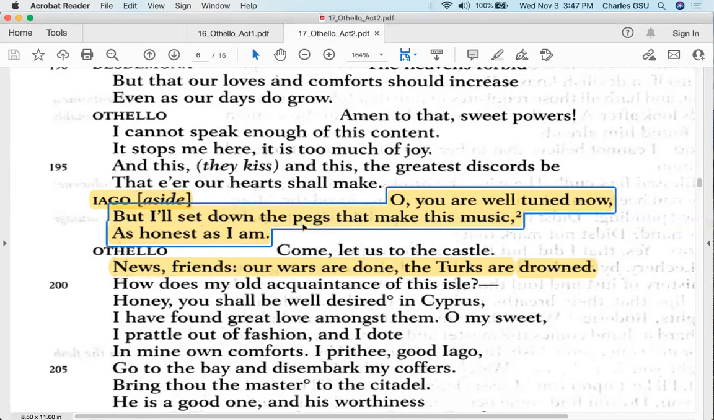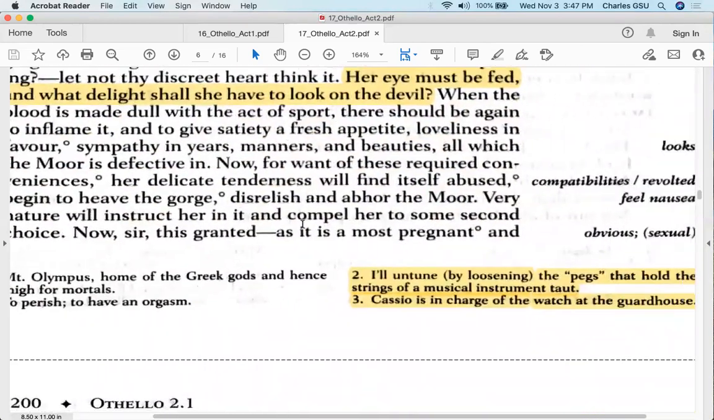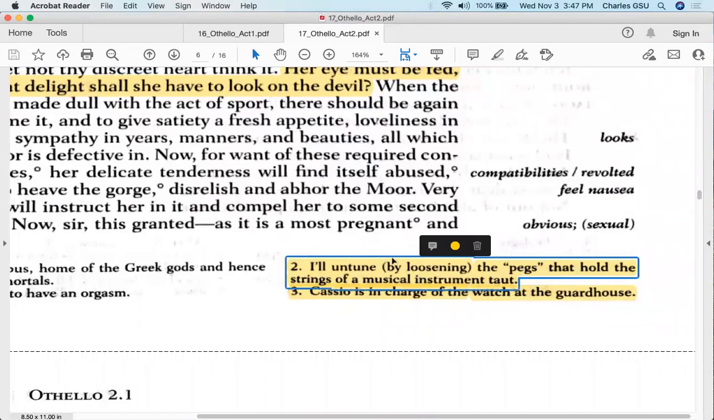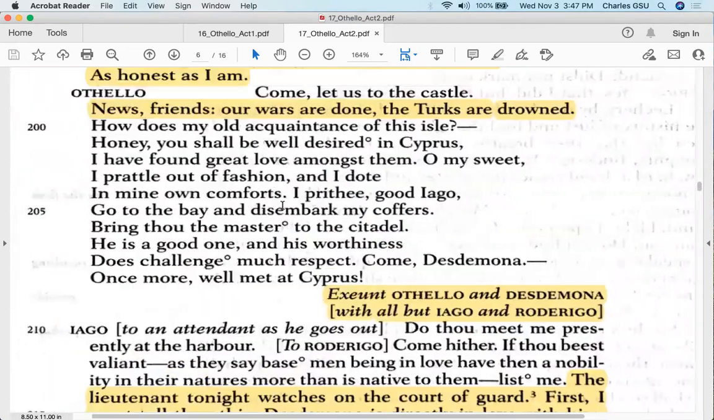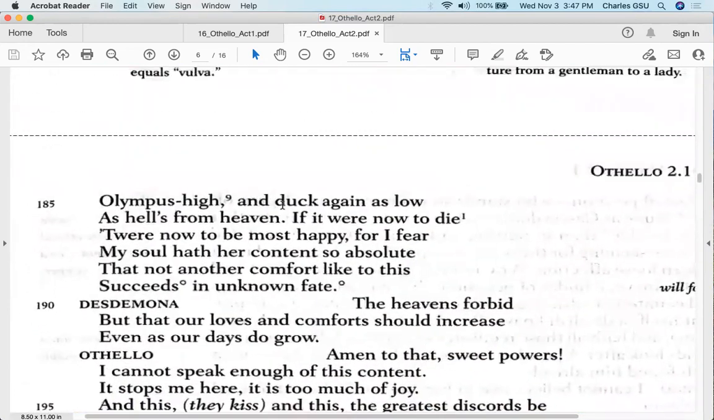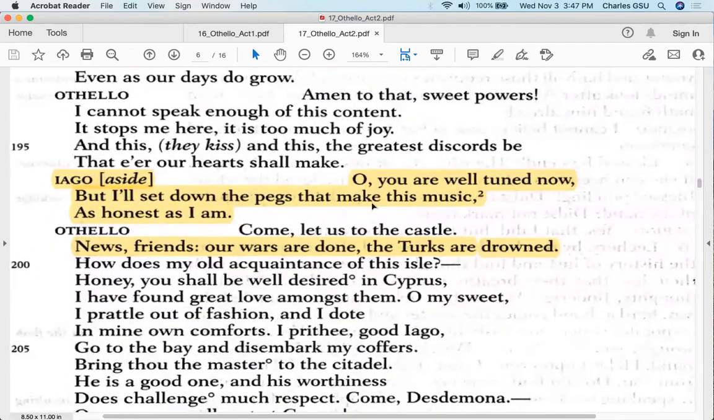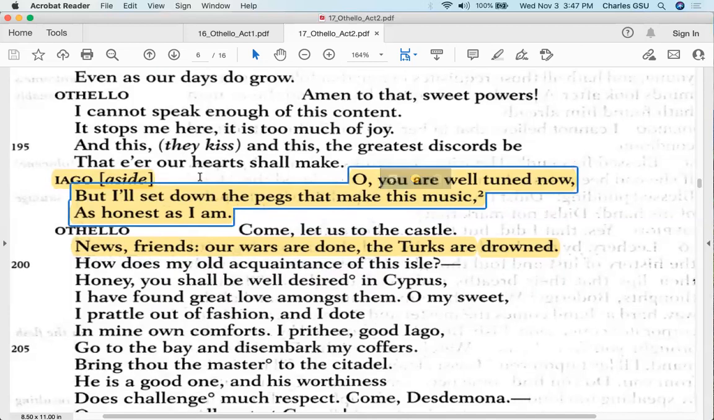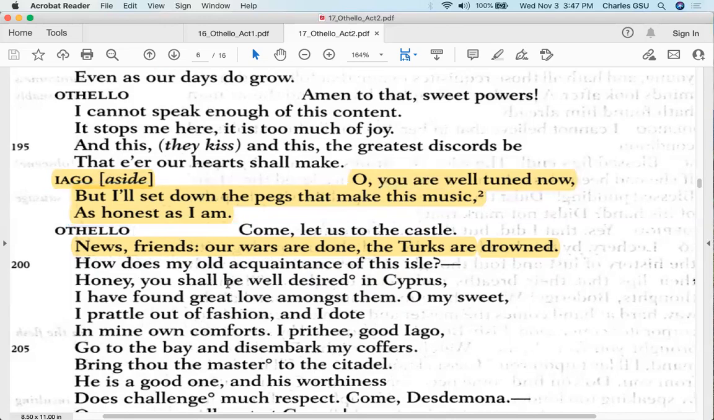And here in the footnote it describes Iago playing Othello like a flute or a fiddle, so to speak, right? So if you think of a recorder or a flute, where you put your fingers over the holes to literally play the music and notes, he says I'll set down the pegs to make this music. He knows I'm totally gonna play you, literally and figuratively.